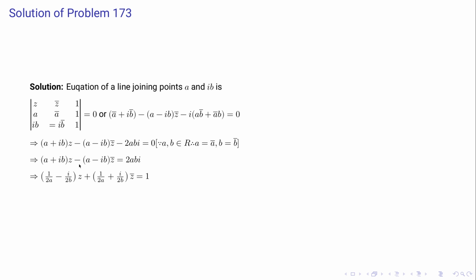Once we have this equation, we take 2ABi to the right hand side and then we divide both sides by 2ABi. When this is divided by 2ABi, it will become minus i by 2B, and the other term will become 1 by 2A. So (1 by 2A minus i by 2B) into Z, plus, when this is divided by 2ABi, it would be minus of 1 by 2A, and when this gets multiplied with the minus, it will become plus 1 by 2A. And similarly, the other would be i by 2B into Z bar is equal to 1.